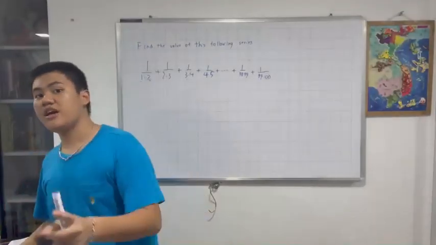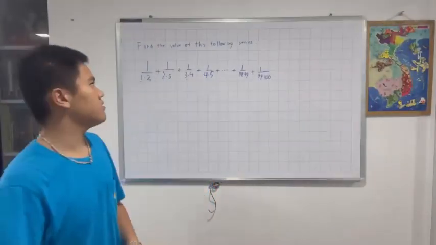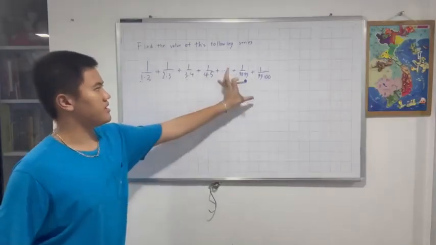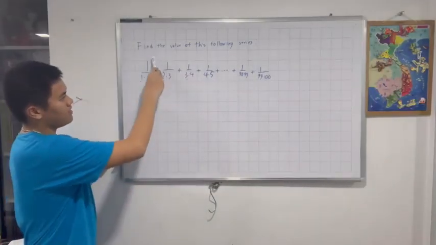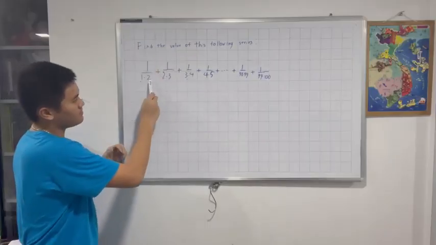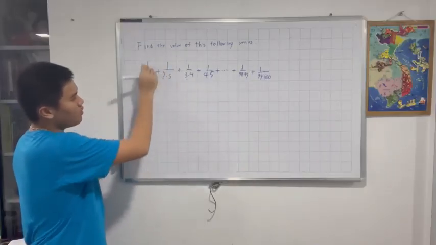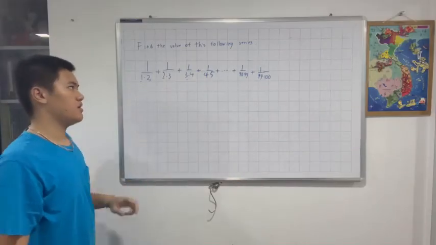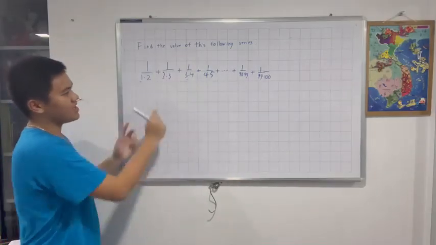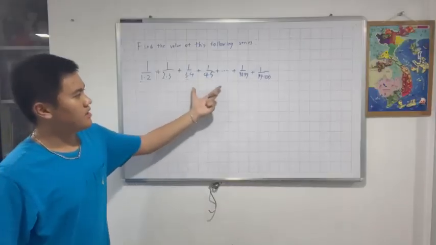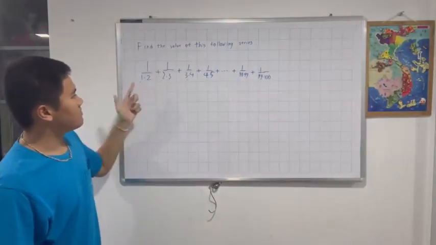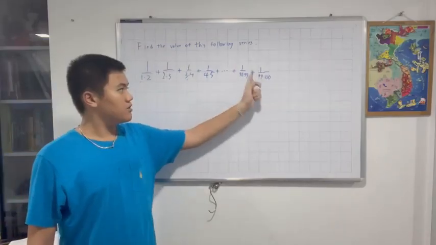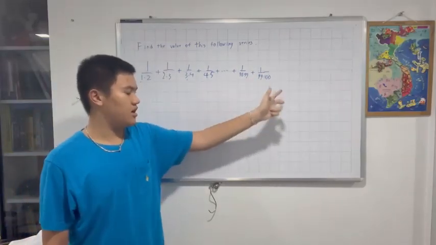Okay, everybody. So today I'm going to show you how to solve the following series, where it's 1 over 1 times 2, 1 over 2 times 3, where the denominator is the multiplication of two consecutive numbers, up until 100, right? 1 over 1 times 2, 1 over 2 times 3, 1 over 3 times 4, up until 1 over 99 times 100.